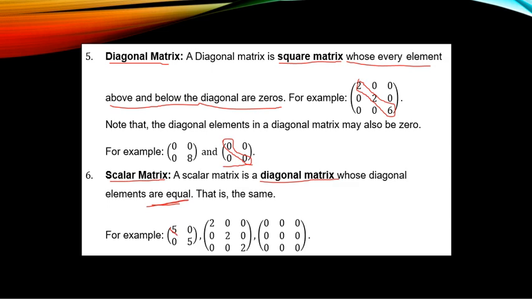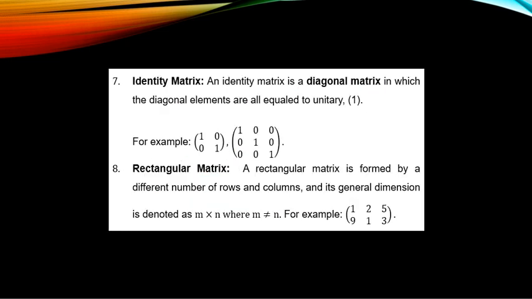For example, you can see there 5 5, they are equal. You have 2 2 2, then you have 0 0 0. What makes these three diagonal matrices is that the elements above and below the main diagonal are zero. And since diagonal elements are all equal, we refer to them as scalar matrices. Type 7, you have the identity matrix, also called a unit matrix.